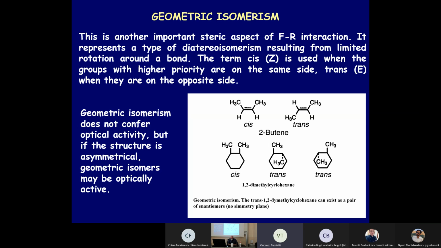Okay. Now, geometric isomerism. I think you know this type of isomerism very well. For example, of the 2-butene, you see we have two forms, cis and trans. In German, we say zusammen and entgegen, Z and E. Zusammen means together, entgegen, trans, the other part, the opposite part.